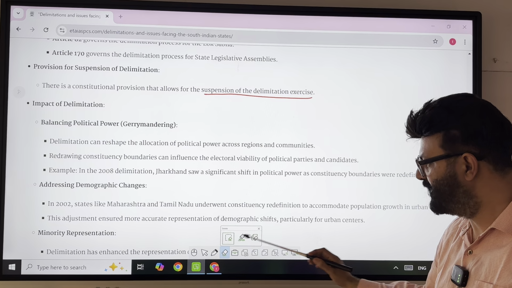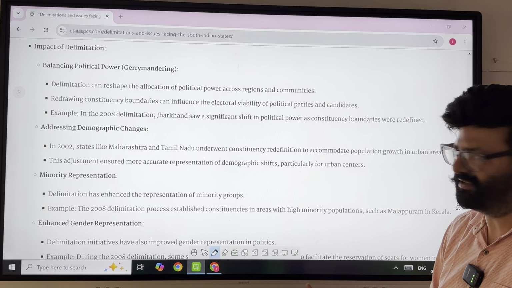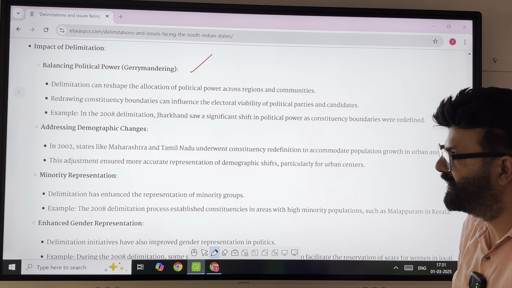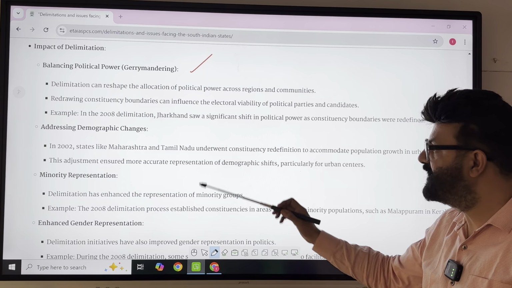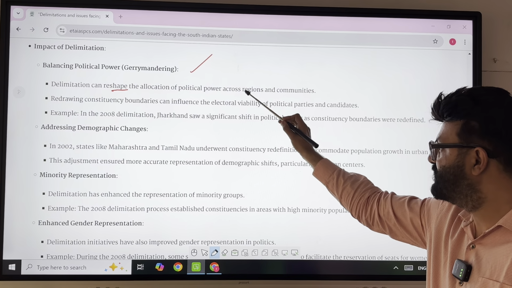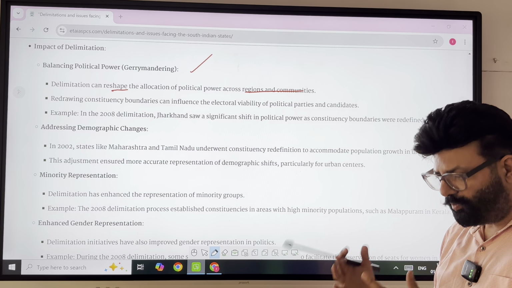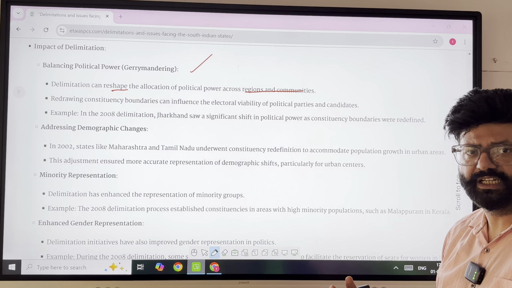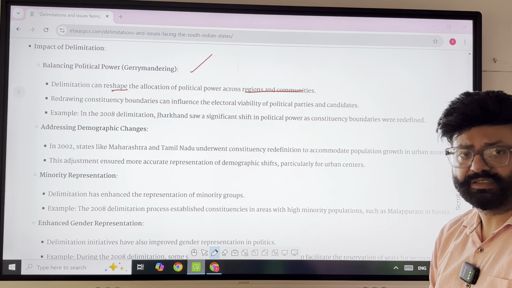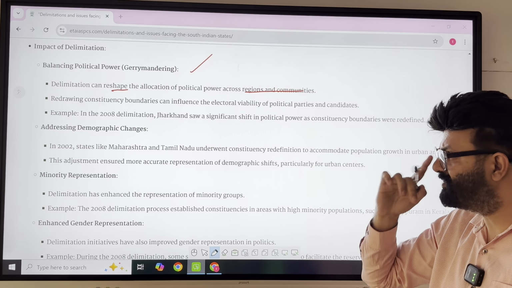Now coming on to the main thing, what impact delimitation possesses. First is balancing political power, that is gerrymandering. Delimitation can reshape the allocation of political power across regions and communities. So that is why it is very important what number of seats one area should have, or one constituency should have, what seats the overall state should have, what seats the overall community should have. So this is very important.